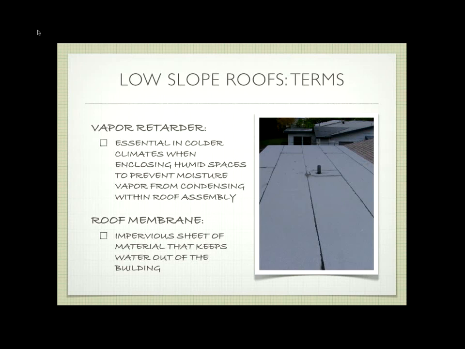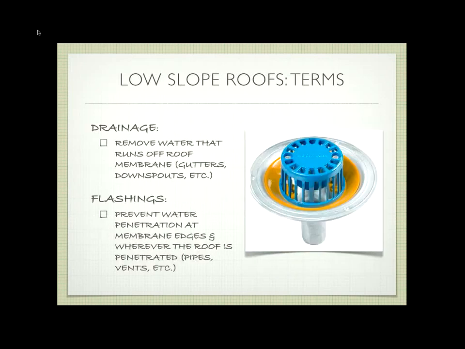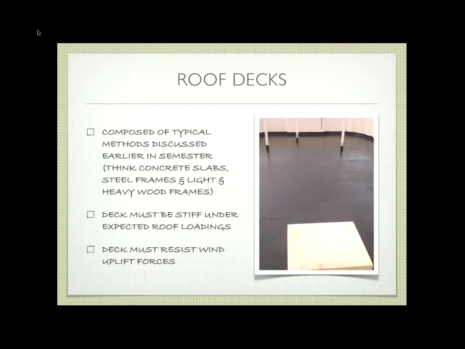And then we have the roof membrane itself, which is the impervious sheet that doesn't allow water to penetrate. So we've got all these different terms that we're going to be working through. We also have drainage, some way for the water that's on the roof to get off the roof. And then we have flashings, which join pieces of roofing together. They're going to prevent water from infiltrating at the joints or at edges, which we'll get into more depth in a little bit. Okay, so let's start with roof decks.